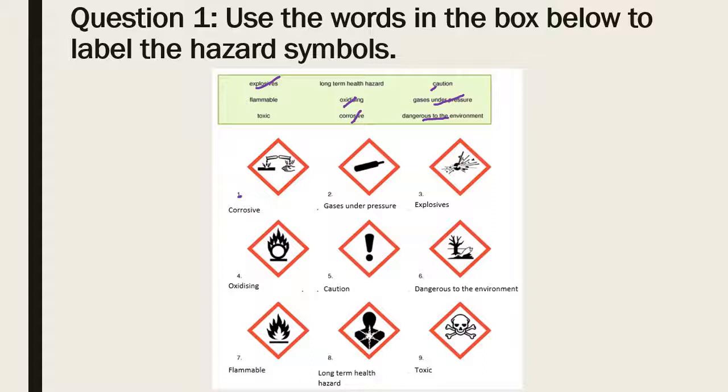Then we have just the flame. When we have just the flame, it is flammable. Also, when we have the human with something going on inside him, like a star, you know it as health hazard. Here I've written for you long-term health hazard. So please write long-term health hazard. And then we have the skull. This is toxic. So this is how we do our hazard symbols.